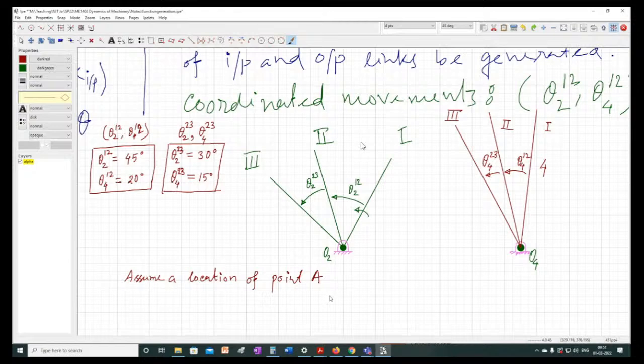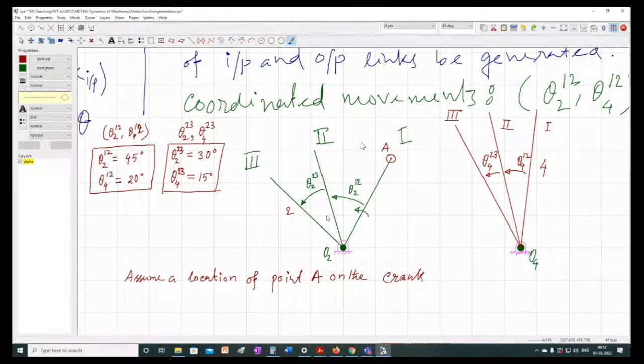Now one can ask why you are choosing point A. You can also choose point B. Point A is on the crank. Point B is on the follower. We have chosen a point on the crank. Suppose that point is nothing but this end point. Okay, this point is point A.